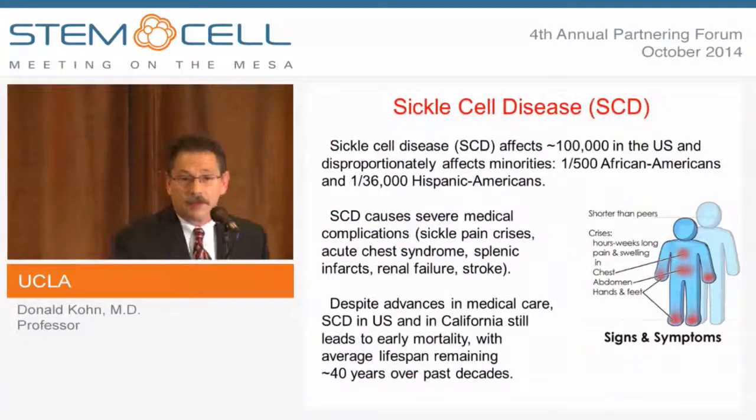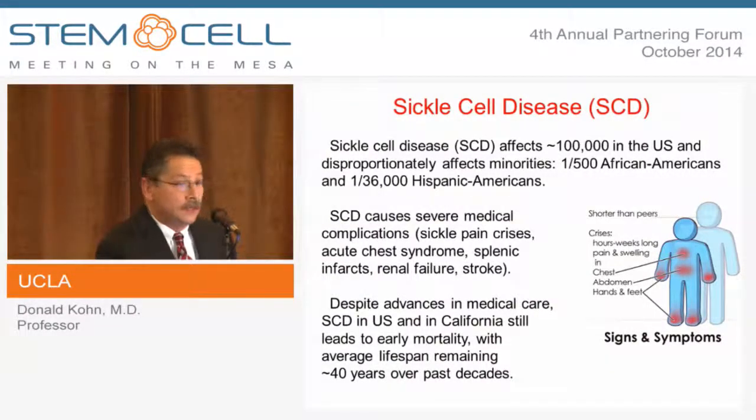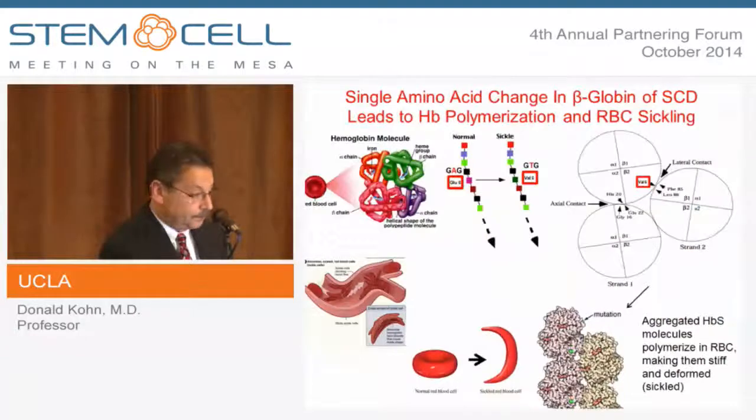So I'm going to talk about a project that we're doing for sickle cell disease. And just a little background, sickle cell disease affects about 100,000 people in the US, disproportionately affecting minorities. And medically, it causes severe medical complications, including pain crises, acute chest syndrome, splenic infarcts, renal failure, and stroke. So despite advances in medical care over the last decades, sickle cell patients in the US and in California in particular still have early mortality, with an average lifespan remaining about 40 years over the past decades.